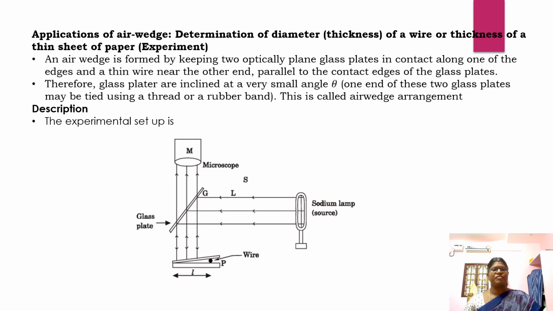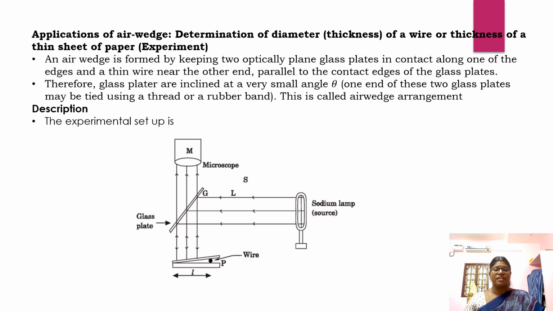Next, applications of the air wedge. Determination of the diameter of a wire or the thickness of a thin sheet of paper which is introduced between two plane glass plates that are in contact at one edge. On the other edge side, the small wire is introduced. So a thin wedge-shaped air film is formed in between these two glass plates. That is, the air wedge is formed between these two glass plates. Theta is the very small angle, that is the angle of the air wedge.